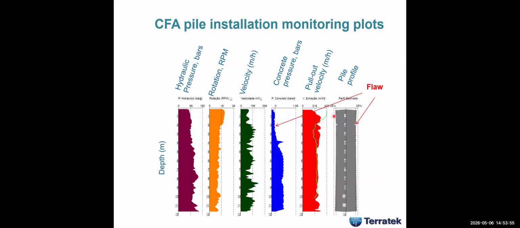Not a big damage. Why? Because the concrete pressure dropped a lot here, and as the concrete pressure dropped, we may have a reduction in the diameter. This is a problem, and if you have something like this, you have to do additional pile tests in order to check the integrity of this part.